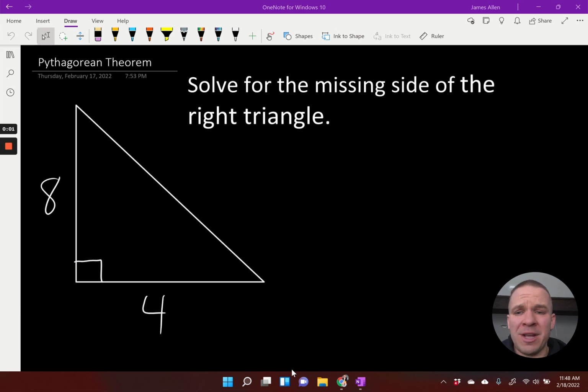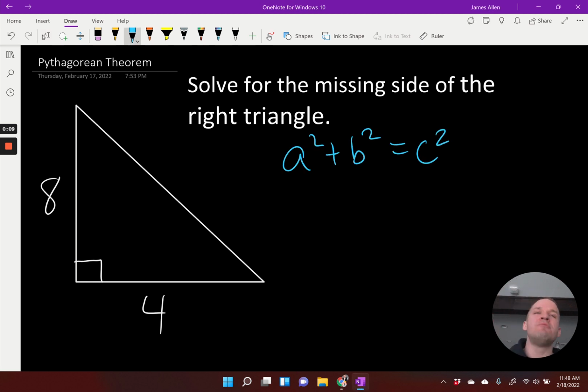Oh, for the missing side of the right triangle, this sounds like Pythagorean theorem for me. I've got two sides, one unknown, a squared plus b squared equals c squared. I mean, if you don't know that one, you don't remember that one for the rest of your life. Everybody loves Pythagorean theorem. Pythag, what's up?